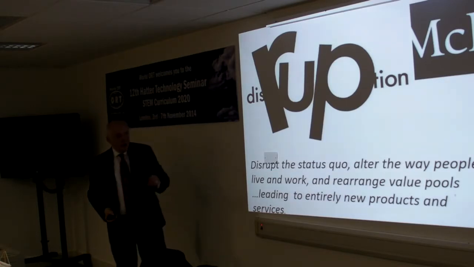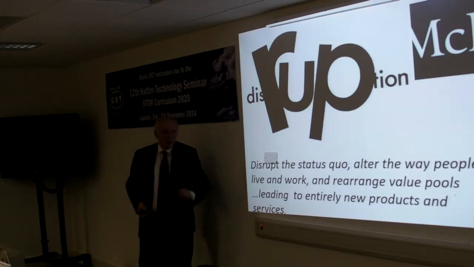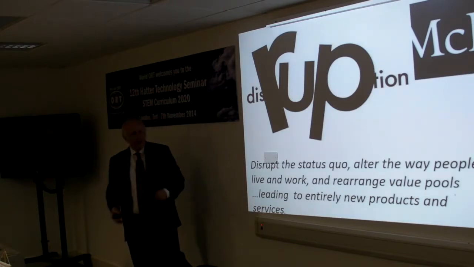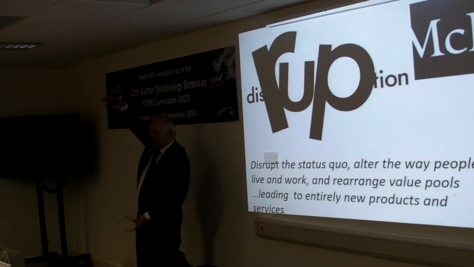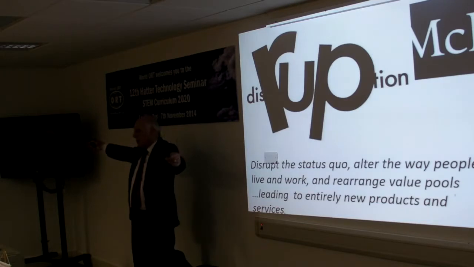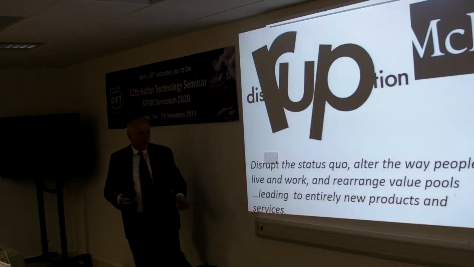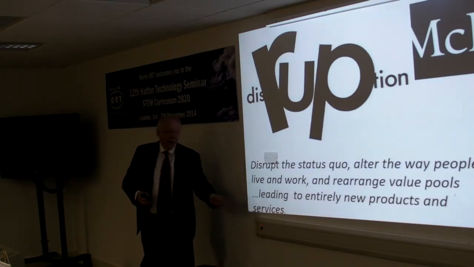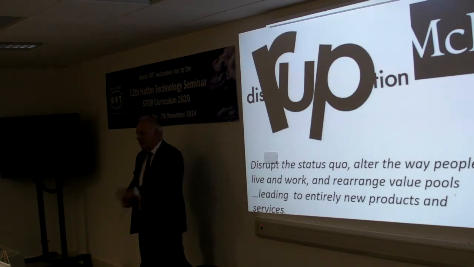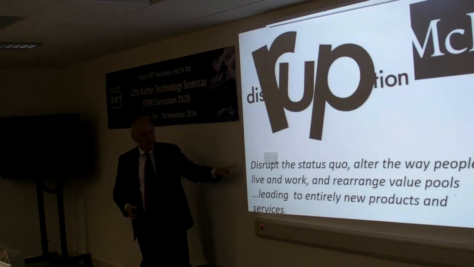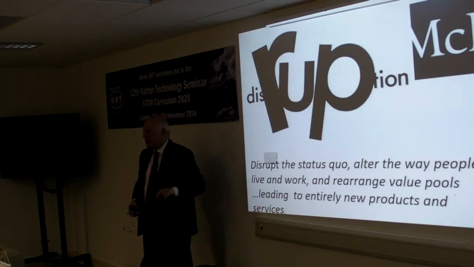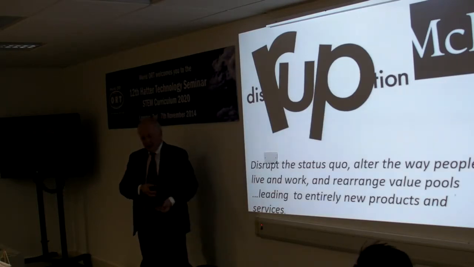So disruption alters the way people live and work, and rearranges value pools so that some things start to become much more valuable than others, leading to entirely new products and services. So when we're looking at a technology, we can use these as touchstones as to how the disruption takes place.